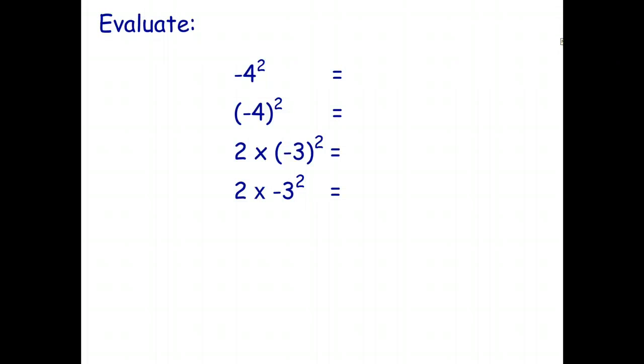So what I'd like you to do is just have a go at these 4 questions based on that. Okay, so again, if there's brackets, you're squaring a negative number. If there's no brackets, you're squaring a positive number and then taking the opposite. Okay, so stop the video, have a go, and we'll see you back here shortly.